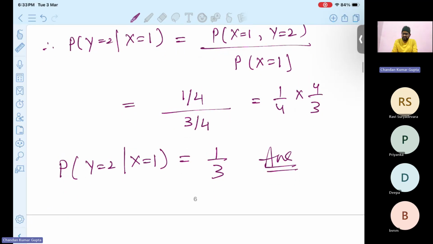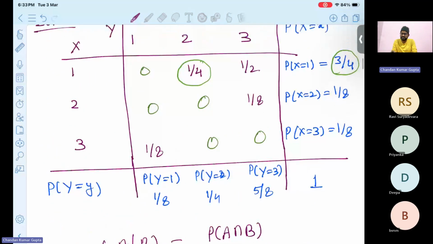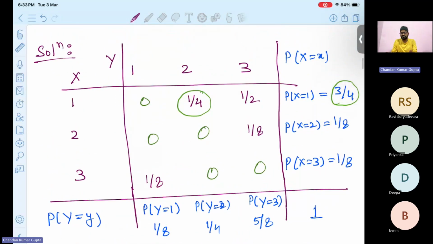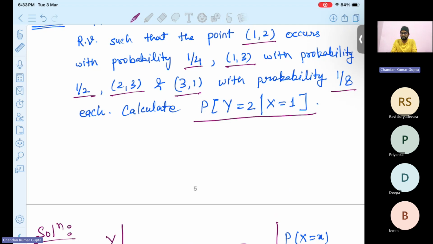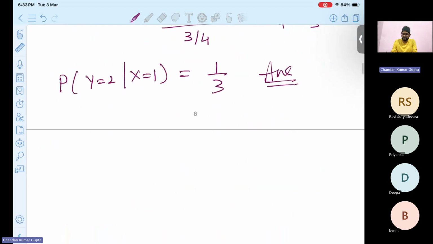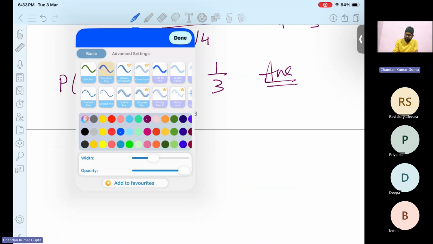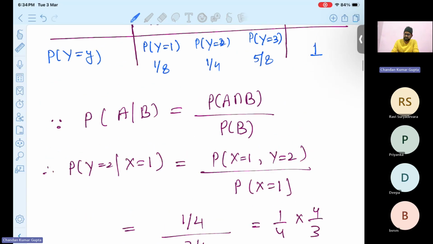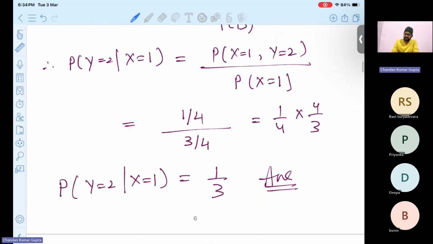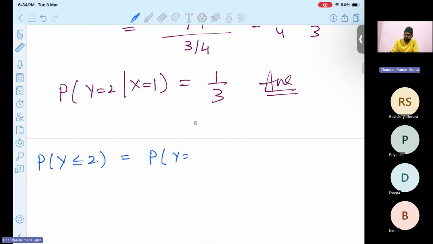We can even construct more numericals on this. Like we can construct more problems for the same question. Here we have calculated y equal to 2 given x equal to 1. What if we calculate some other terms, like the probability that y is less than or equal to 2? Since y has values 1, 2, and 3, less than or equal to 2 means the probability of y equal to 1 plus the probability of y equal to 2.